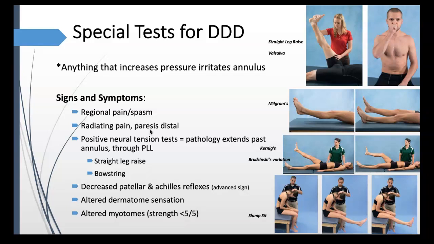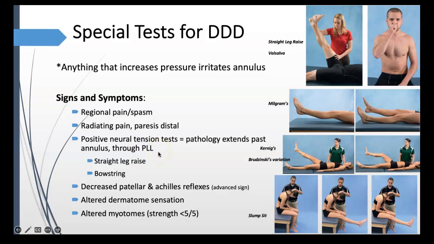Now, by paralysis, I don't mean they won't be able to move their limb at all, but they might have more difficulty doing that because the sciatic nerve is irritated. I talked about positive neural tension tests, but what this means is if they have positive neural tension tests, so that straight leg raise or the bowstring test, which I don't see listed here, I guess this would kind of be a bowstring test, that means the pathology extends past the annulus and through the posterior longitudinal ligament. So again, very key concern and will drive treatment decision making.